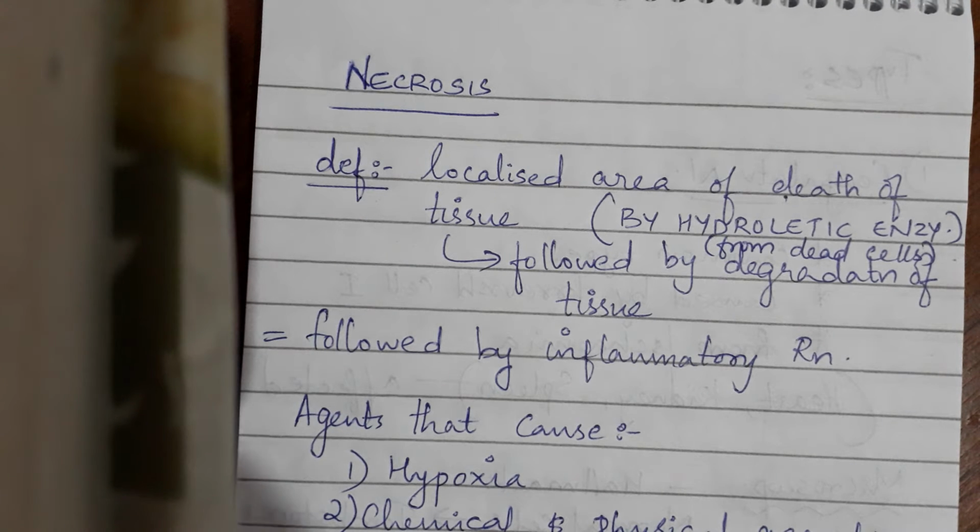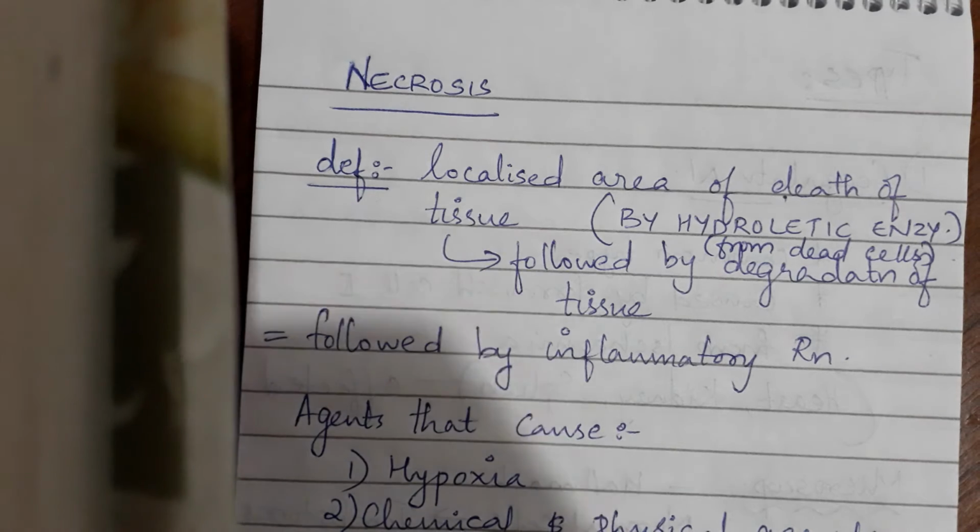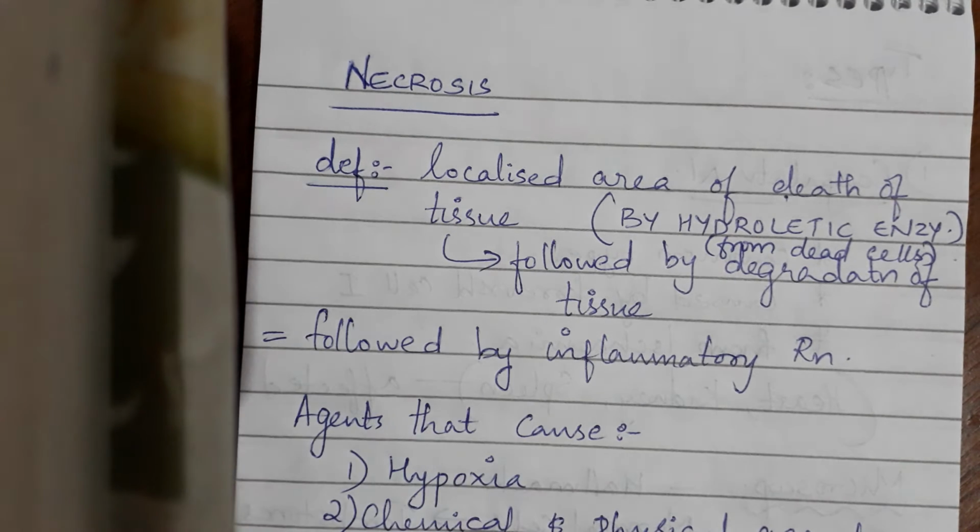So necrosis, the literal meaning, what a lay person says about necrosis, is just a cell being rotten, isn't it? So necrosis is the localized area of death of tissue. A localized area, seen only in a definite location. An area of death of a tissue. First point. That is followed by the degradation of the tissue. So normally when there is death of a tissue area, there is degradation of the tissue.